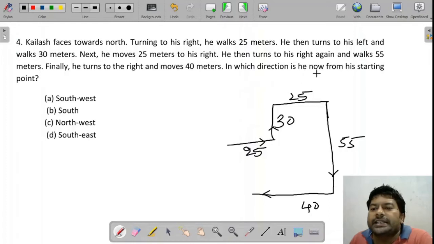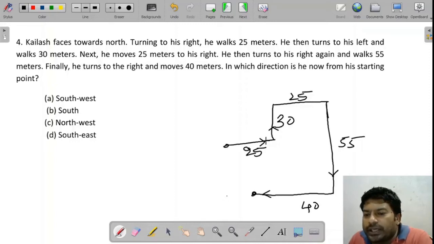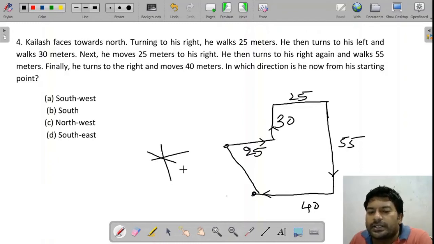In which direction is he now from his starting point? This is our starting point. And now he is here. So from here to here, in which direction is he now? He is not exactly to the south. He is not exactly to the east. He is here in this direction, which is southeast. From here to here, it is southeast. So option D is the right answer for this question.